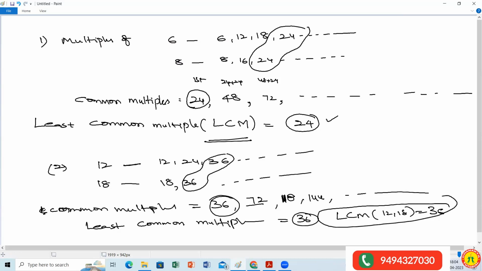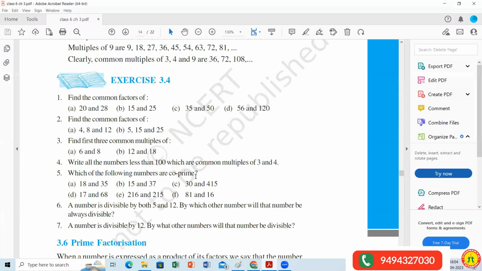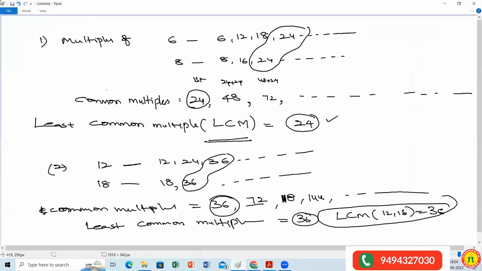Good. Now come to the next part. This is the general method I'm helping children with. There are multiple methods to calculate. We will go with step-by-step methods like prime factorization later. Now question number 4: write all numbers less than 100 which are common multiples of 3 and 4.